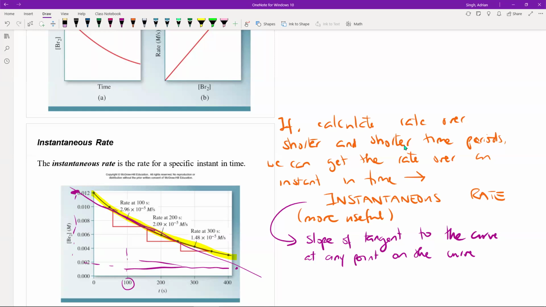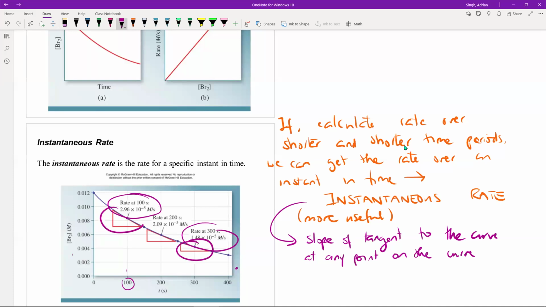As you can imagine, that instantaneous rate changes as time passes, as we progress from one part of the curve to the next. So for instance, the instantaneous rate at 100 seconds is 2.96 times 10 to the negative 5 molar per second, whereas the rate at 300 seconds is 1.48 times 10 to the negative 5. So the rate has decreased, and as you can imagine, the slope down here is not as steep as the slope here. As a result, the rate is lower.